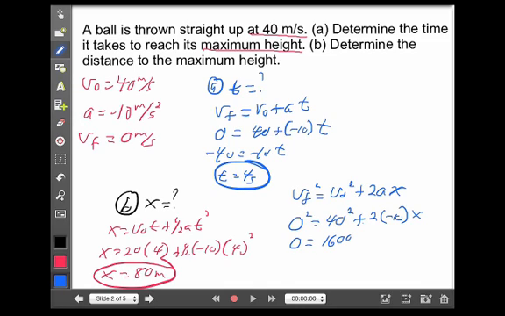40 squared is 1600. This is -20. I subtract 1600 and divide by -20, and I get positive 80 meters. And both answers should be positive because I'm going up. And that's really all there is to it. So basically, doing vertical motion free fall problems is very similar to doing linear motion problems, but this time we always know the acceleration. We don't have to go finding it, and that's a lot more convenient.